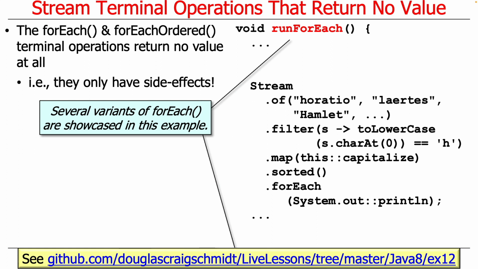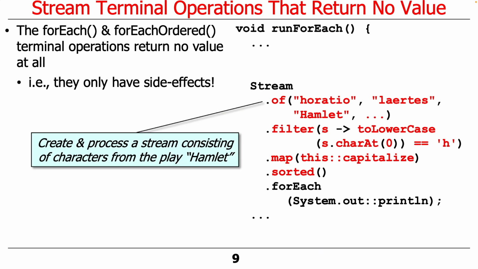If you want to run these examples, which you probably should if you really want to see how this works, take a look at the EX12 project in my Java 8 folder in my LiveLessons GitHub repository. As usual, you click on the slides and it'll take you to those links. What we do is we create a stream that consists of the characters from the play Hamlet. We've looked at this a million times, so I won't go over this.